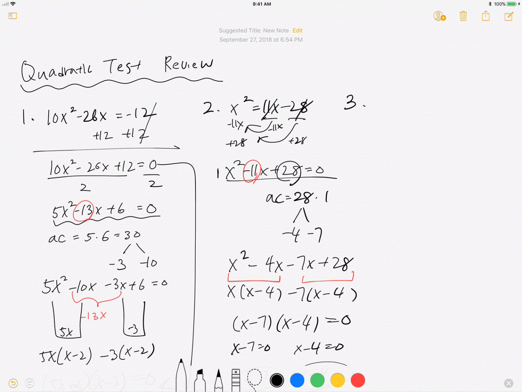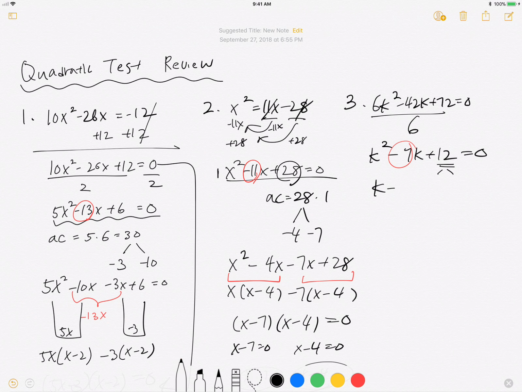Number 3 says 6k squared minus 42k plus 72 is equal to 0. Now from here, I'm going to divide everything by 6. K squared minus 7k plus 12 is equal to 0. Again, this is factorable. For 12, the two factors that multiply to give you 12 but add to give you negative 7 are going to be 3 and 4. So I'm going to get k minus 3, k minus 4, and then k equals 3, and k is equal to 4.